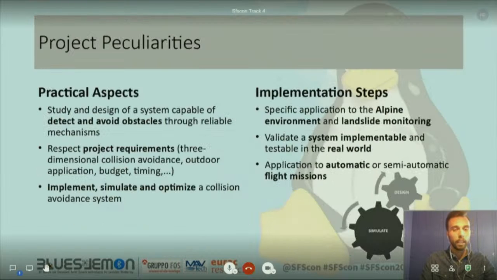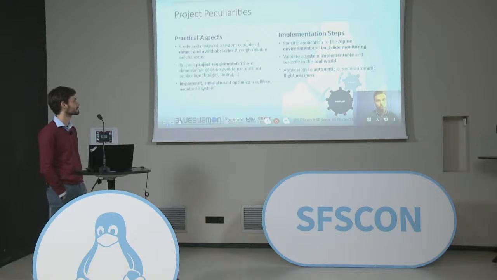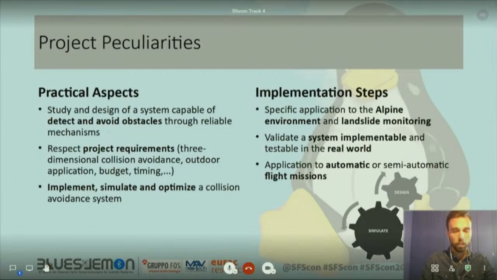The project, as I introduced before, aims to study and design a system to detect and avoid obstacles during the navigation of the drone. This system should respect the project requirements, for example three-dimensional navigation and outdoor application. Today I'm going to present what we did. We implemented, simulated, and optimized a collision avoidance system through the use of an open source algorithm. We will see this later.